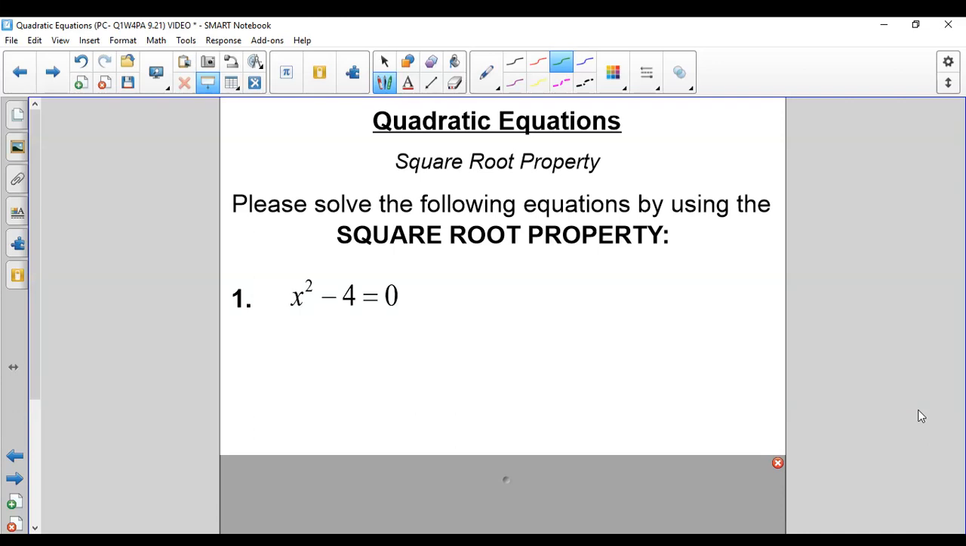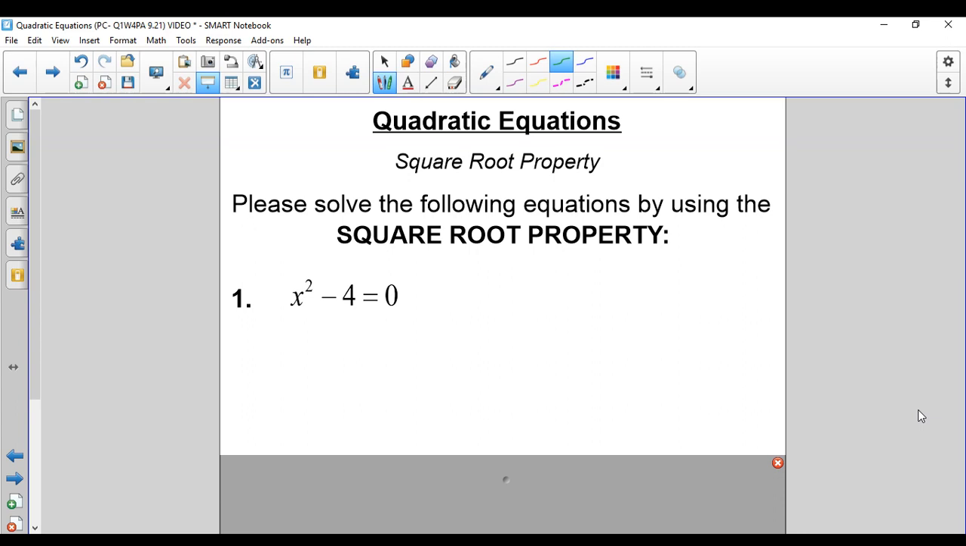Square root property. We're obviously going to be square rooting something, hence the name. What you need to do is make sure you get whatever's being squared by itself first, and then you're going to square root both sides. There's going to be something very important that we have to bring up here that we're going to see in our solutions and common mistakes I see.